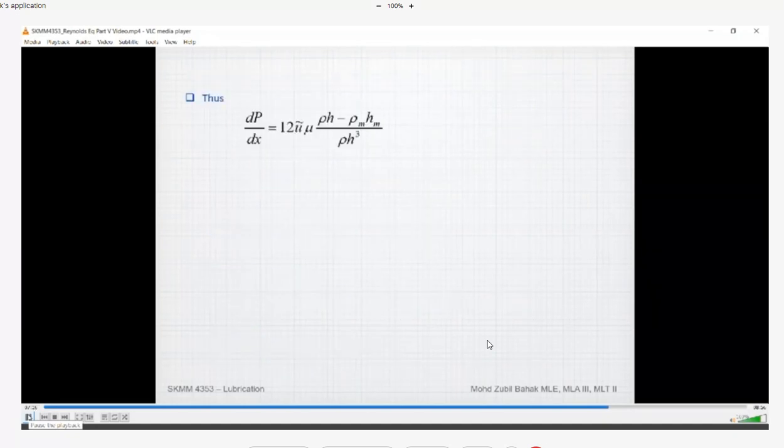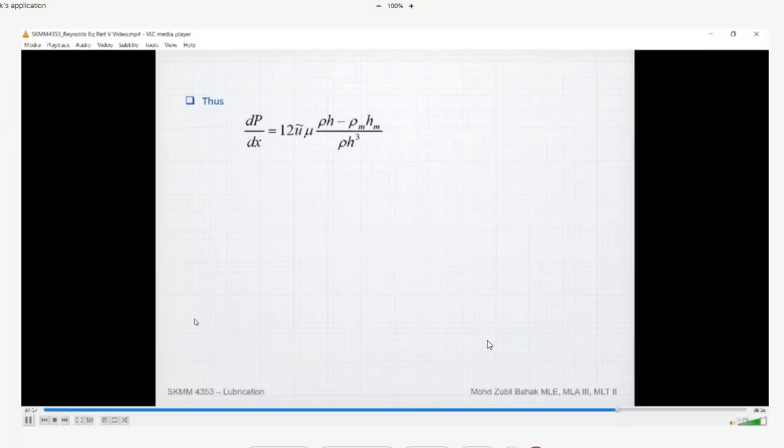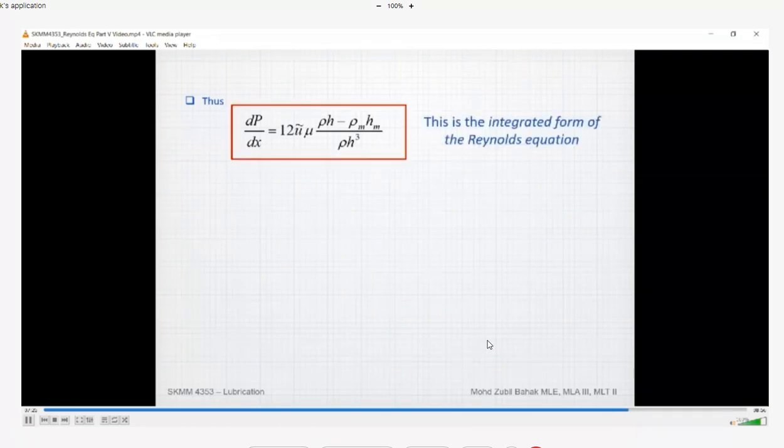Thus, the product of the integration of the Reynolds equation is dp over dx is equal to 12 u bar mu times rho h minus rho m hm, divided by rho h cube. So this is the integrated form of that particular Reynolds equation. And the subscript m refers to the condition at the point where dp over dx is equal to 0, such as the point of maximum pressure.